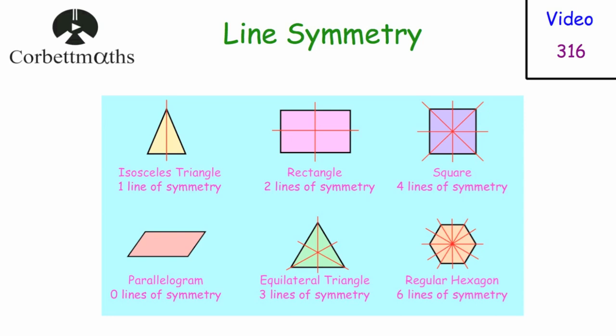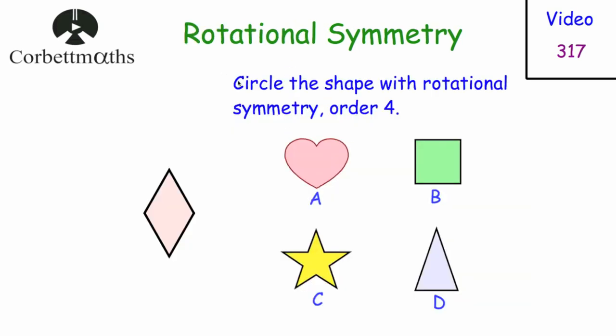Okay, our next topic is rotational symmetry. To find the order of rotational symmetry of a shape, whenever we spin it through 360 degrees, we count how many times it lands on itself. Here we've got a rhombus, and as we spin it through 360 degrees, as you can see, it lands on itself once when it's upside down, and twice when it gets back to its original position. So a rhombus has order of rotational symmetry 2.